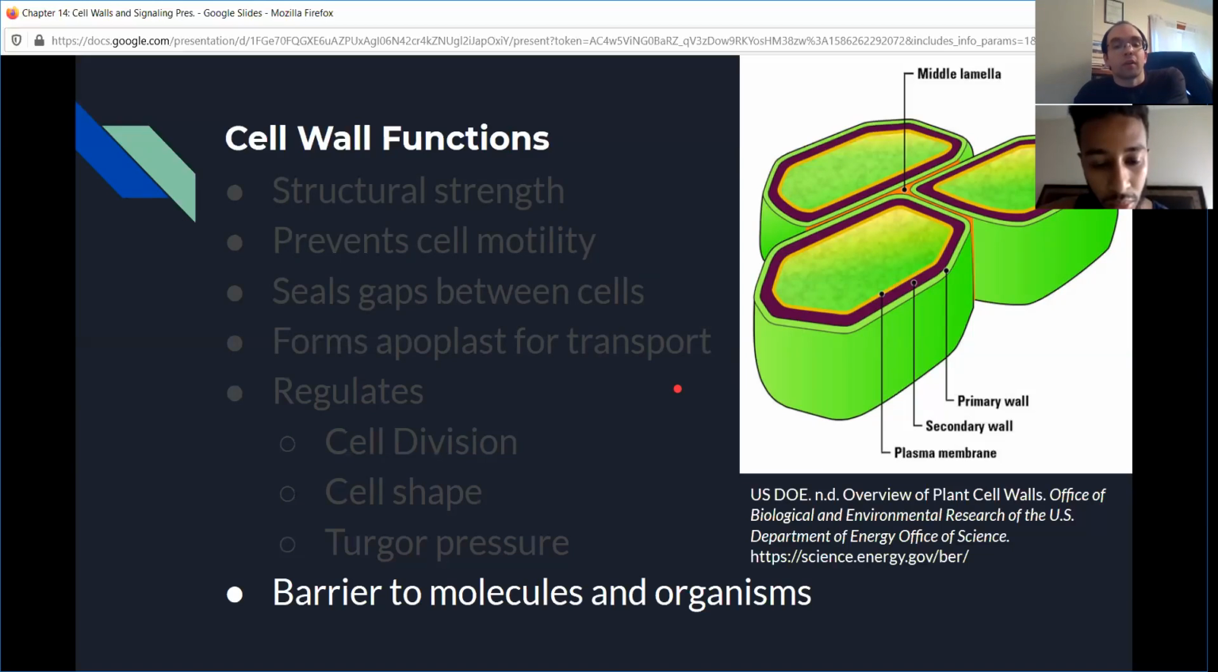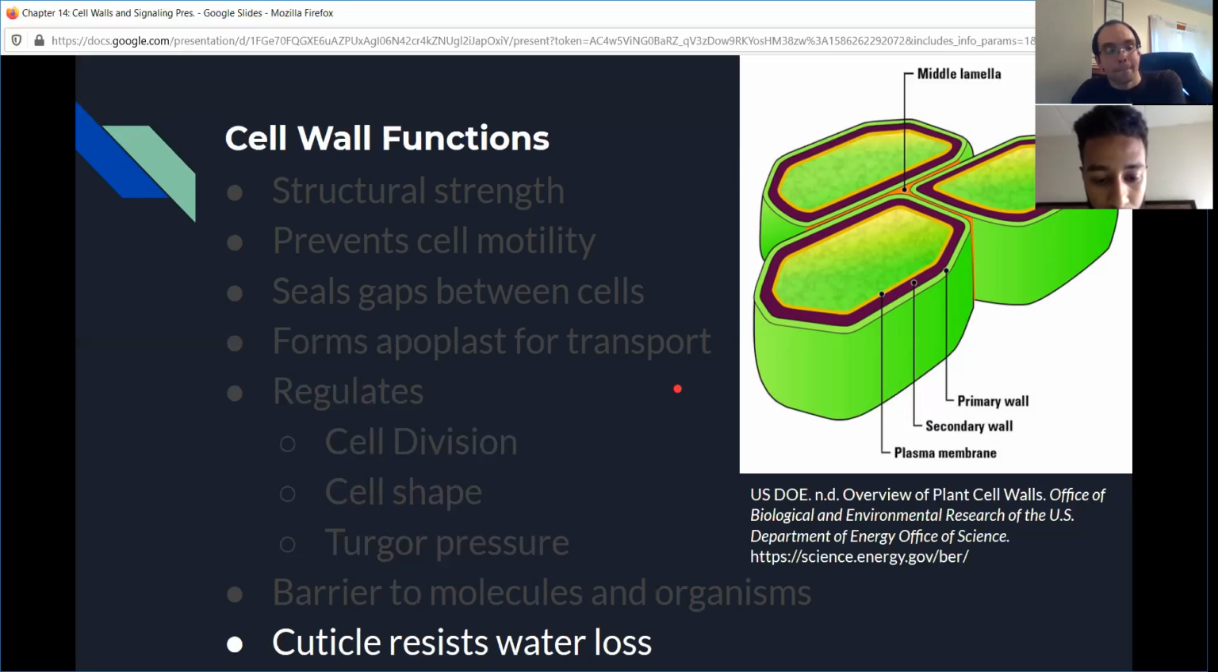The next function we'll talk about is the role of the cell wall as a barrier. Invading pathogens such as bacteria or viruses, or molecules that don't belong inside of the plant, will encounter the cell wall, but they won't be able to enter the plant because the cell wall forms a continuous barrier around the cells inside of the walls, and that helps protect the plant too.